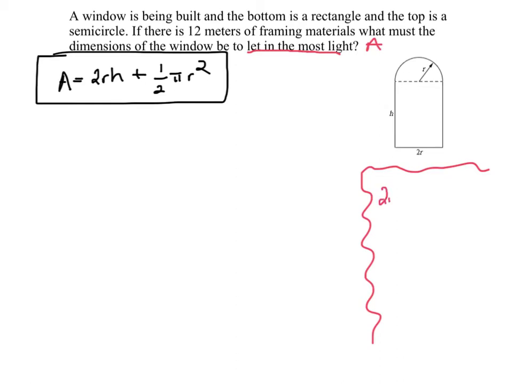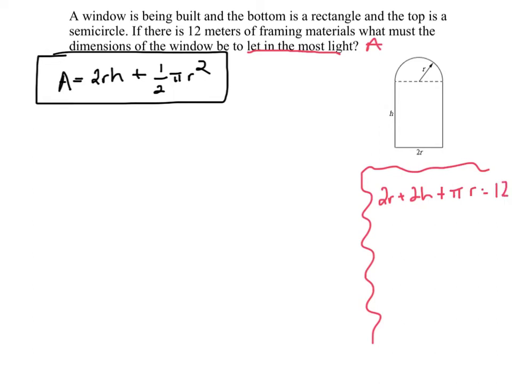2r plus 2h. And we also have half of the circumference. Well, circumference of a circle is 2 pi r, but we only have half of it, so this right here is just going to be pi r. So 2r plus 2h plus pi r is equal to 12.